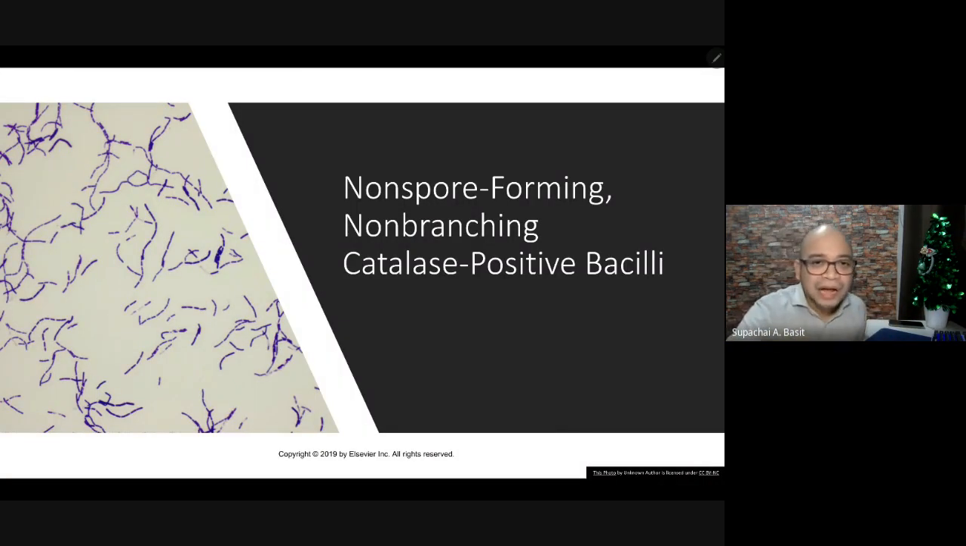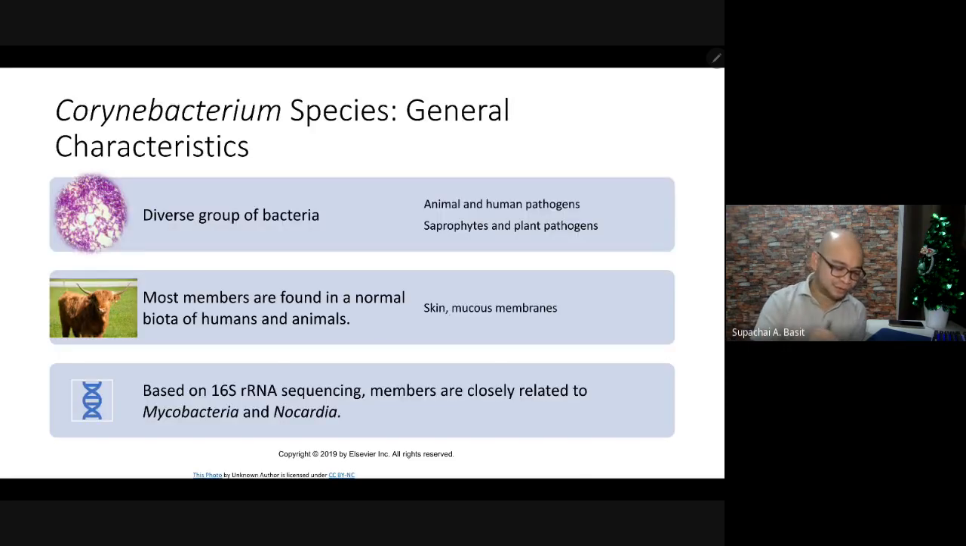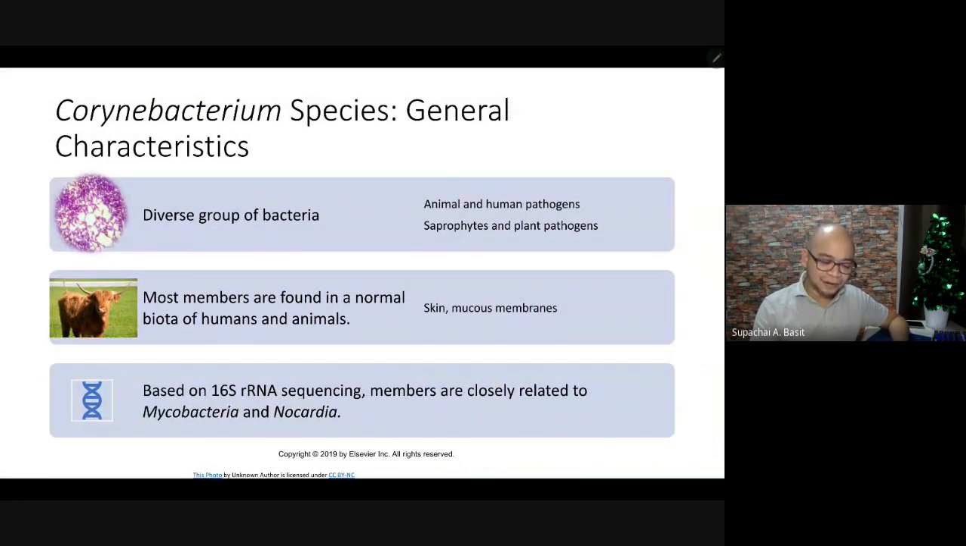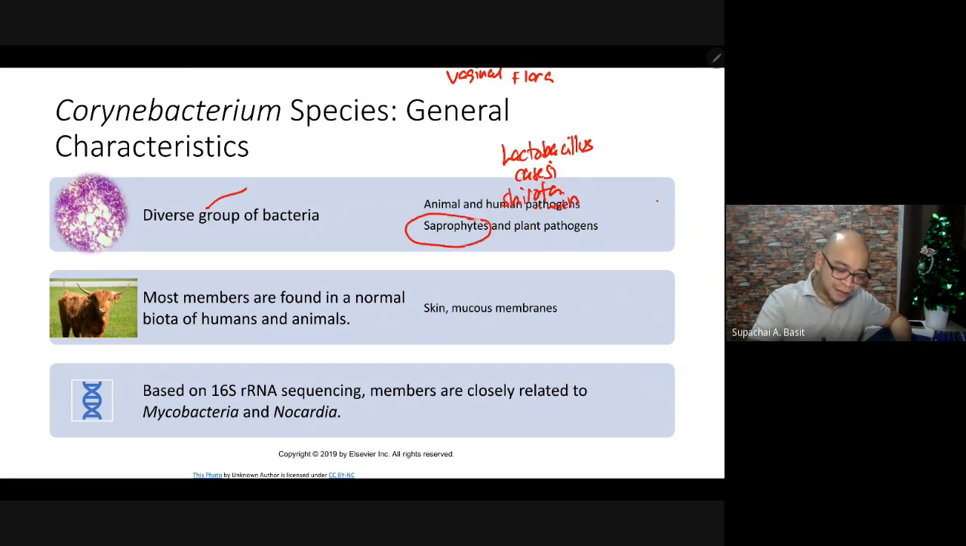Our first group of organisms are those that are non-spore forming, non-branching, catalase positive. So we will be discussing first the Corynebacterium. Corynebacterium is a very diverse group of bacteria, and they are found as animal and human pathogens. Some of them are saprophytes.